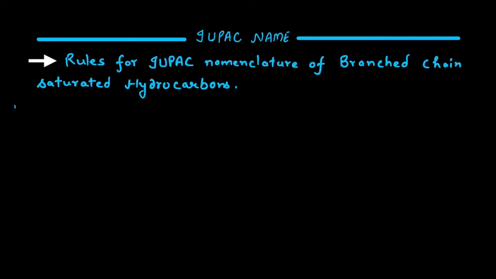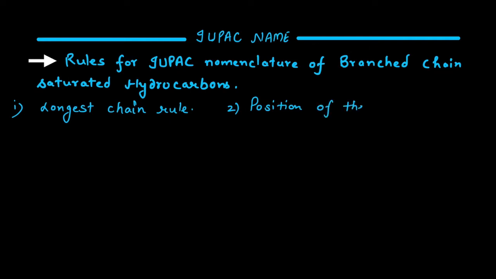Now, let's understand the basic rules for IUPAC nomenclature of branched chain saturated hydrocarbons, specifically alkanes. The first rule is we have to select the longest chain. So, we have to select the longest continuous chain of carbon atoms in any molecule, a chain that contains the maximum number of carbon atoms. That is regarded as the parent or the root chain.